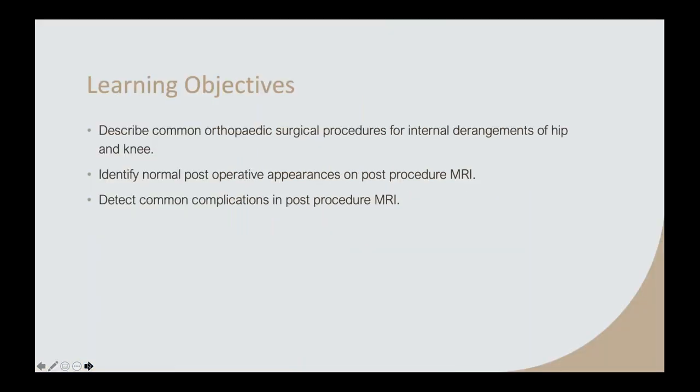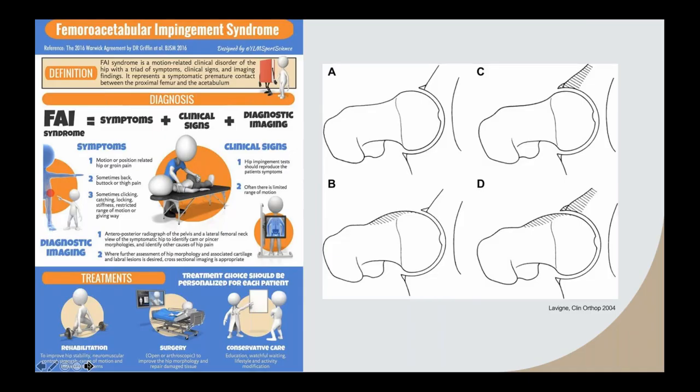By the end of this 20 minutes, you should be able to describe common orthopedic surgical procedures for internal derangements of the hip and knee. I hope you can identify the common post-operative appearances and know what complications to look out for on the post-procedure MRI. We'll start off with the hip, in particular, femoral acetabular impingement or FAI.